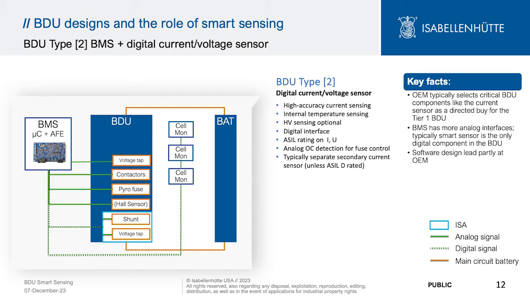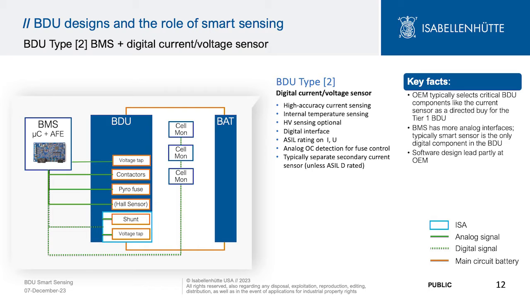The BMS itself would have an analog front end as well, as it would take several analog inputs from the BDU like voltage taps, contactors, and pyrofuse. The digital sensor that would be used in such a case would still provide the high accuracy current sensing, internal temperature sensing, optionally the high voltage channels for battery voltage and relay control and other functions.